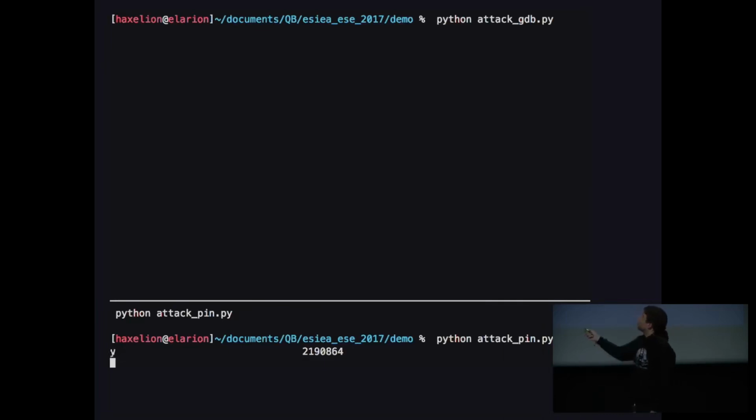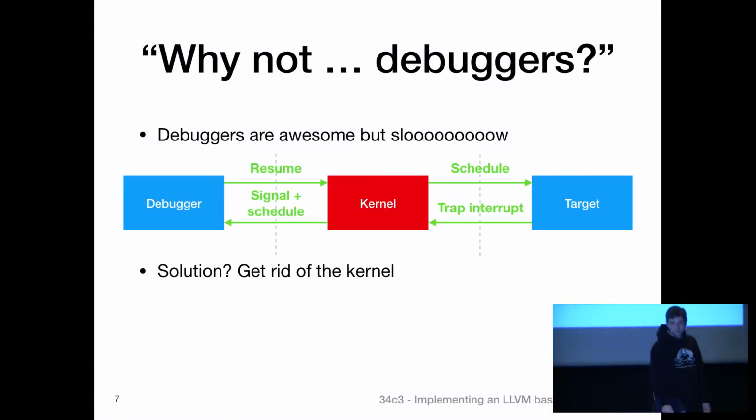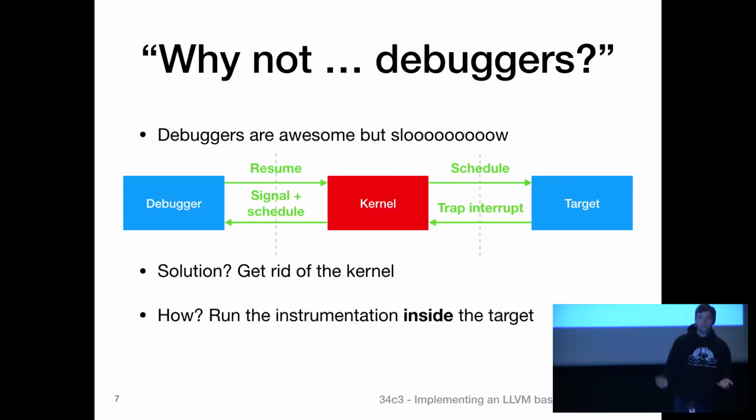So yeah, you don't want to use GDB. You don't want to use a debugger. You want to use a dynamic instrumentation framework. So the solution, well, it's to get rid of the kernel. And how? Well, the only solution, except if you want to really have a bare metal system, is to run the instrumentation inside the target.